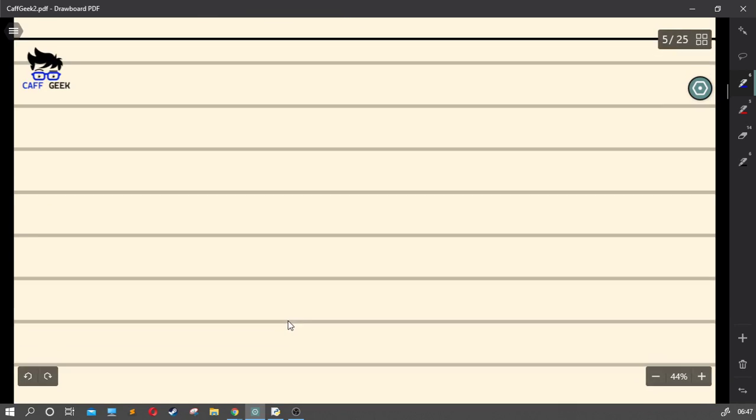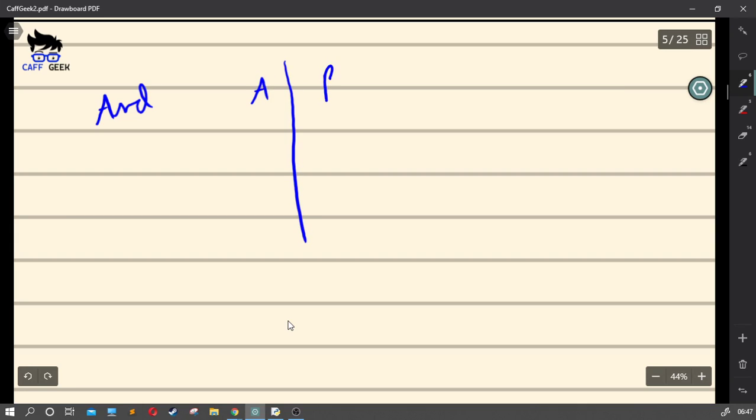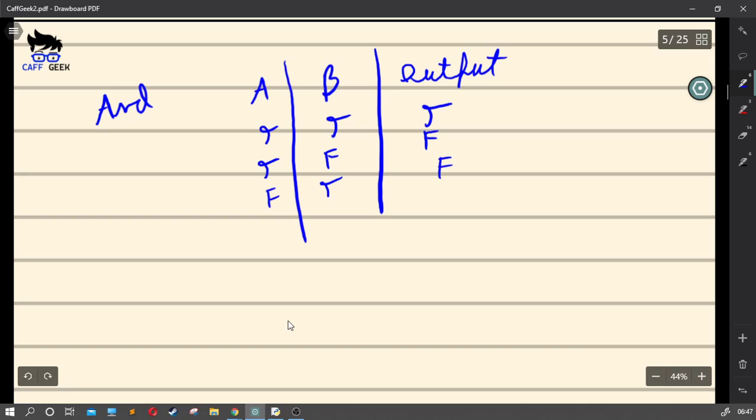Let's draw a simple table to understand the whole idea behind and, or. We have and over here. We have statement A, statement B, and this is our output. If statement A is true and B is true, the output is true. A is true, B is false, output is false. A false, B true, it's false. False, false, it's false. So only if both statements are true should the output be true. This is in the case of and.